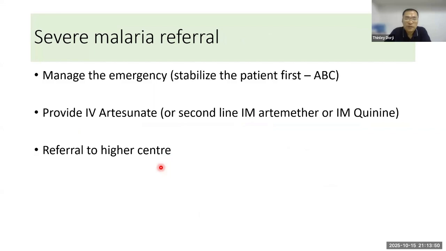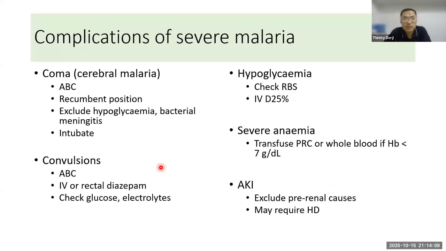When there is a patient with severe malaria, we recommend that you manage the emergency first and then provide IV artesunate, the first line or the second line of treatment, and stabilize the patient, consult the higher center, and do refer. What are the complications we expect in severe malaria, and how do we manage severe malaria in a tertiary care center? We will go one by one here.